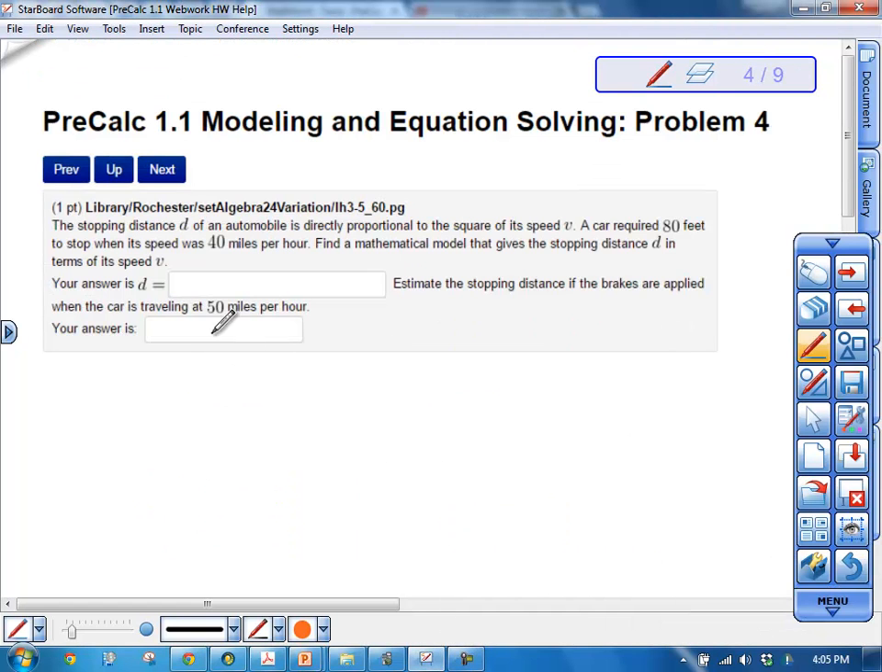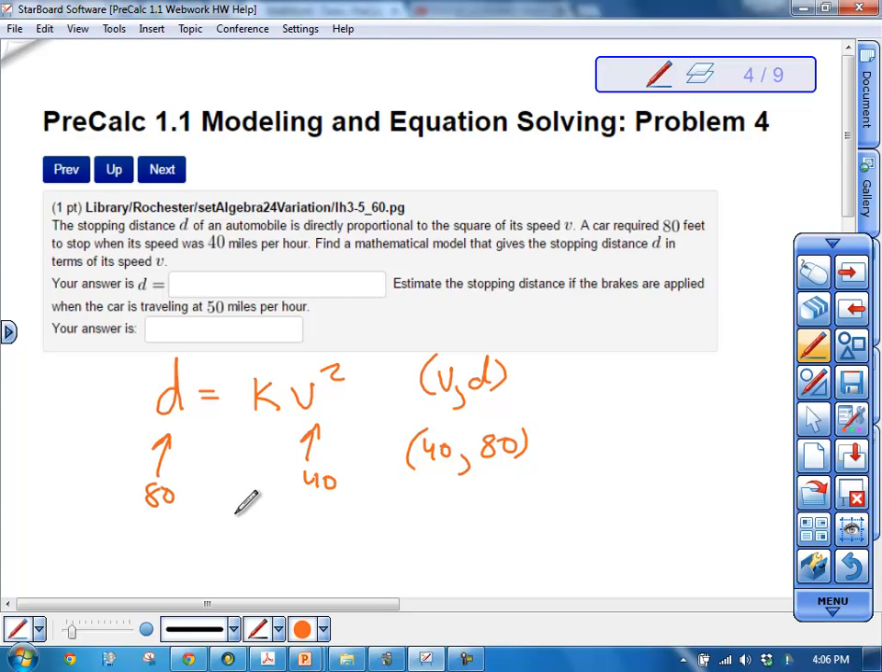Okay, the next problem says the stopping distance d of an automobile is directly proportional to the square of the speed v. That's our relationship. Now, we can make it exactly equal to if we have the right constant in front. So we need to find what that constant is, which then narrows down the exact relationship between the square of the speed and the distance it requires to stop. It gives us a point though, a v, d ordered pair. It takes 80 feet to stop when the speed is 40 miles an hour. So we can plug 40 in for v and 80 in for d, and we can solve for k. If we do that, we get k equals 0.05.